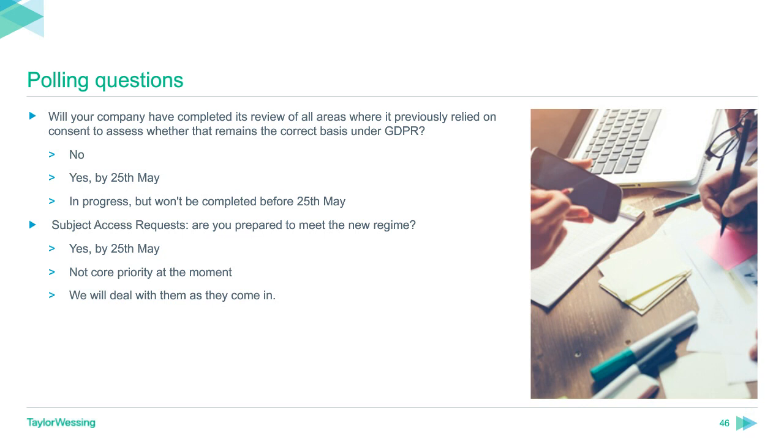So if you completed that review and made that assessment of the correct basis under GDPR, there are 3 clicks for us in terms of either it's a no or it's yes, and you would have done that by the 25th of May, or it's in progress, even though you won't get there before the 25th of May.